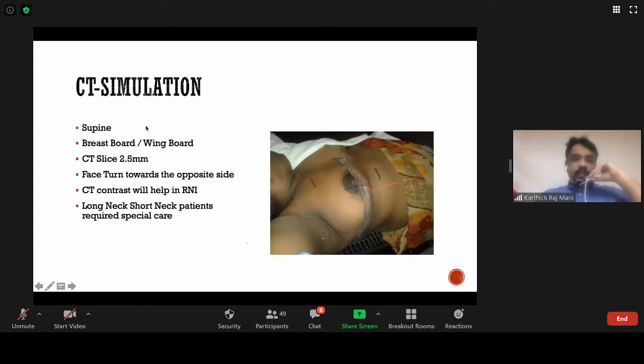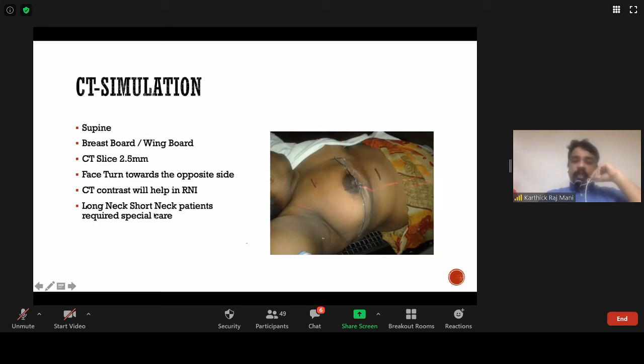Let's start with radiotherapy planning. When you do the CT simulation and intend to give regional nodal irradiation along with the whole breast or chest wall irradiation, supine is the standard practice we follow in our center. We can add a breastboard or a wing board. Normally we use a CT slice of about 2.5 millimeters. Turn the face towards the other side, so we can avoid part of the esophagus and spinal cord. Contrast can be considered, as it will really help us understand the current situation. Sometimes we can pick up some positive nodes after chemotherapy, so contrast can always help when you try to give regional irradiation.